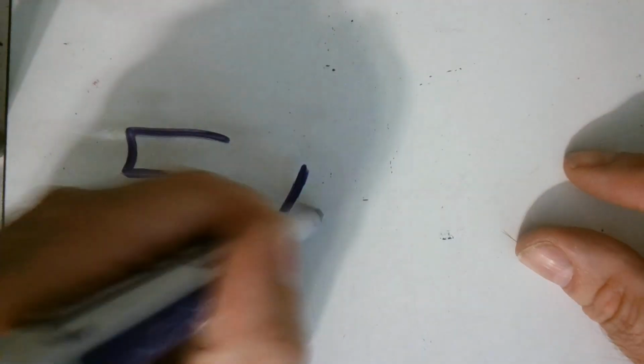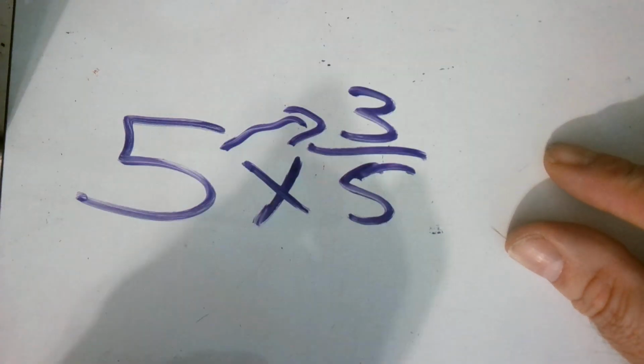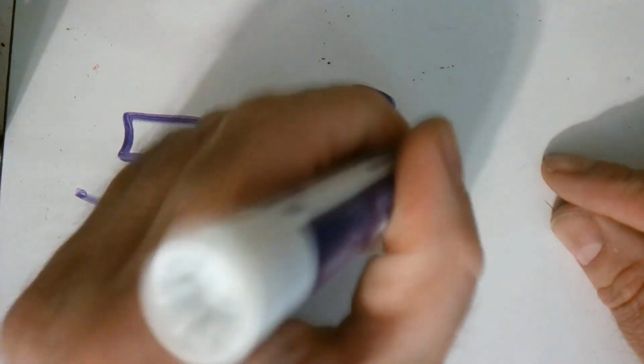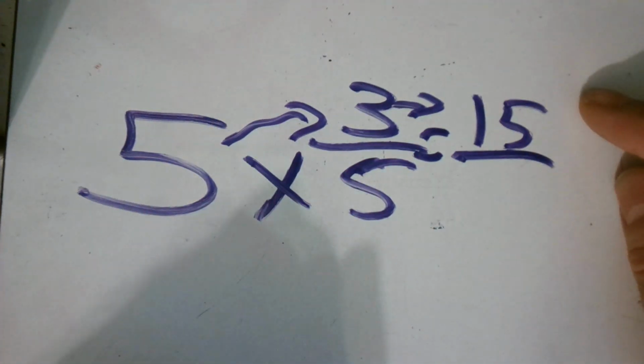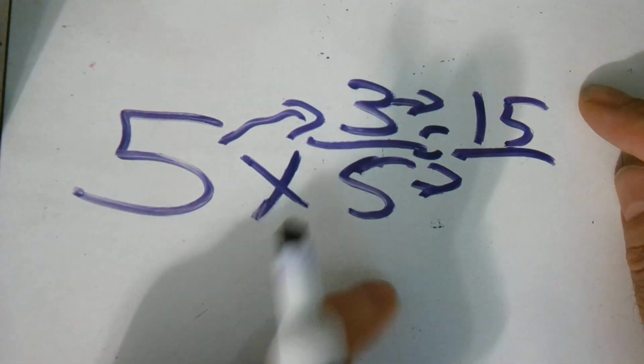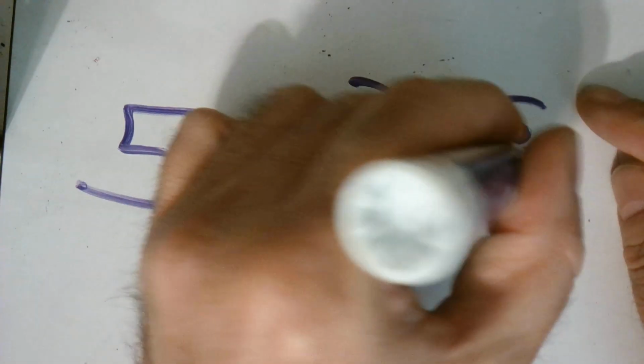5 times 3 fifths. Okay? Multiply this whole number, the big number, times the numerator, the top number. That's going to give me 15. I just keep my denominator. The denominator is going to stay the same. That's going to be a 5.